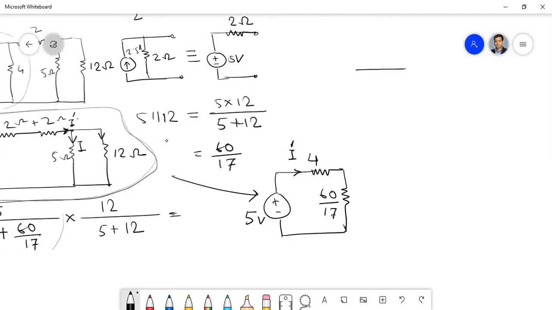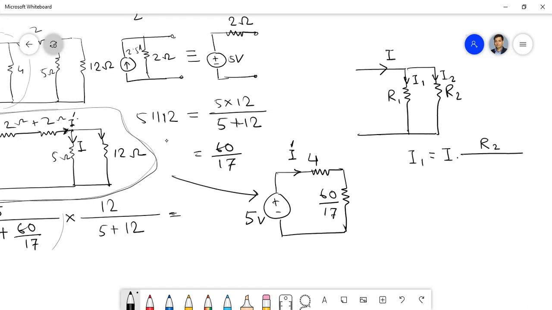Okay, so let me tell you the current dividing rule. I thought that you know this, so therefore I didn't discuss that. So suppose a current I is here, this is I1, and this is I2. So how will this I be divided? I1 will be I into the resistance of the other path.